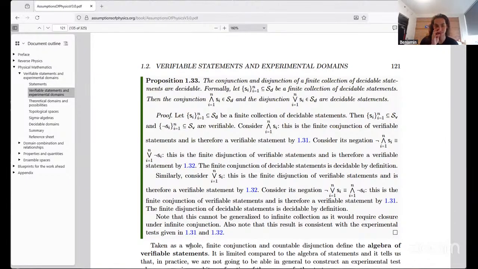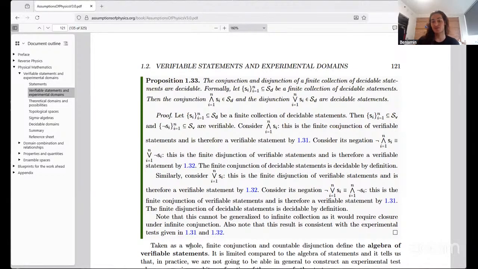Proof: let S_i be a finite collection of decidable statements. Then this is a finite collection of verifiable statements, and their negations are also all verifiable. So consider the conjunction of these statements. This is a finite conjunction of verifiable statements, and therefore is a verifiable statement by 1.31. Then we consider its negation, which is the same as the disjunction of the negations of all of the statements. This is a finite disjunction of verifiable statements, and is therefore a verifiable statement by 1.32.